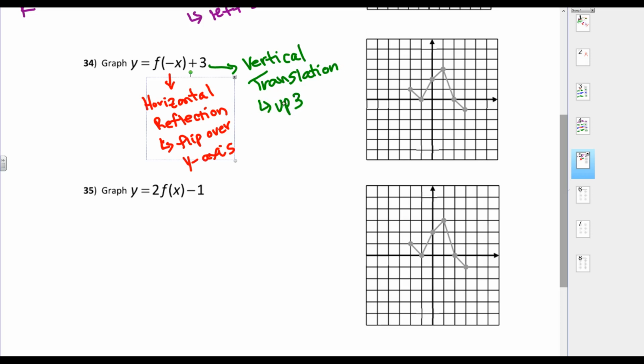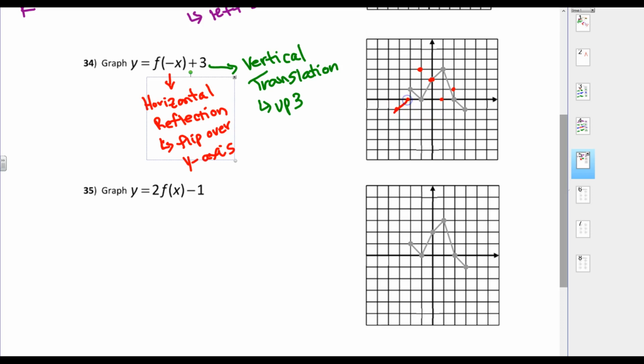This is one that anytime you're mixing types of transformations, I recommend doing it in 2 steps. You can do it in 1, but I get confused personally when I do that. I like to do them in 2 steps. So I'm going to do my horizontal reflection first. So 2 away from the y-axis is going to become 2 away on this side, 1 away stays 1 away, 2 away to 2 away, 3 away to 3 away.